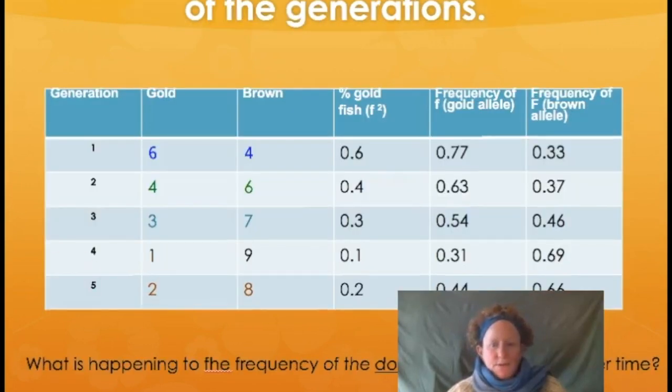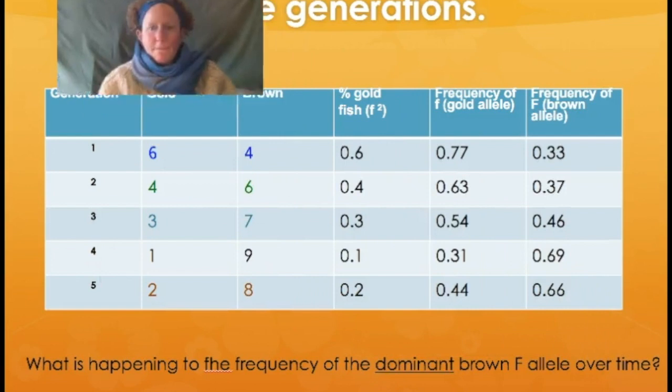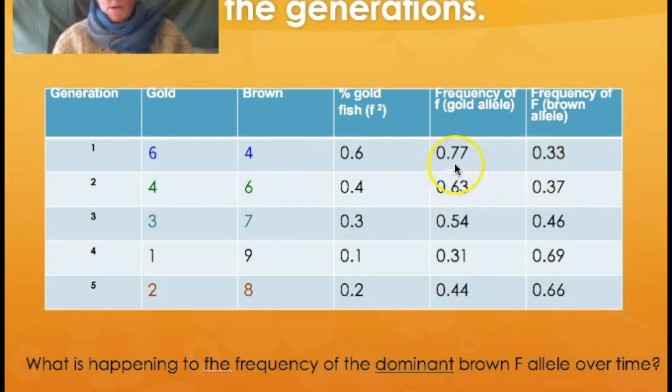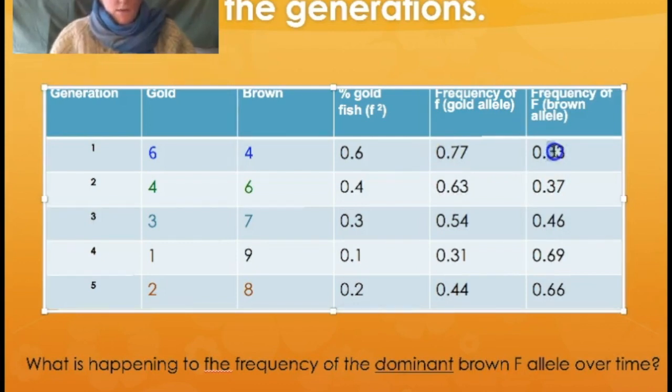And I did the math for you here in this table again. And so here, oh, this should be 0.23, sorry. So there's 0.77 and 0.23. There's 0.63 and 0.37. And you can see as we go down, what's happening to the trend here? It's 0.23, 0.37, 0.46, 0.69, 0.66.